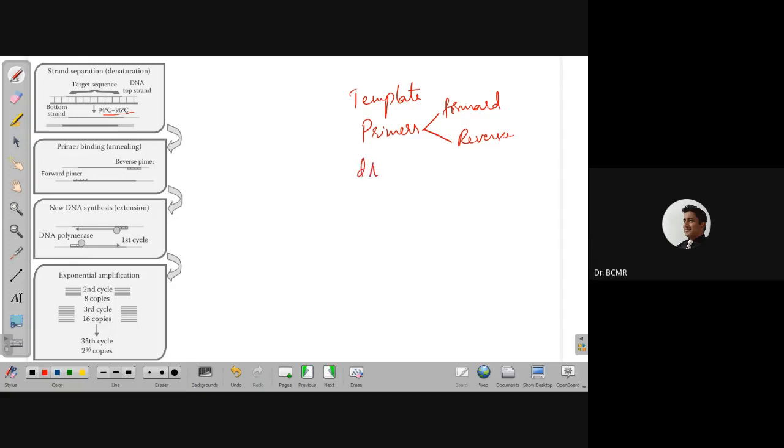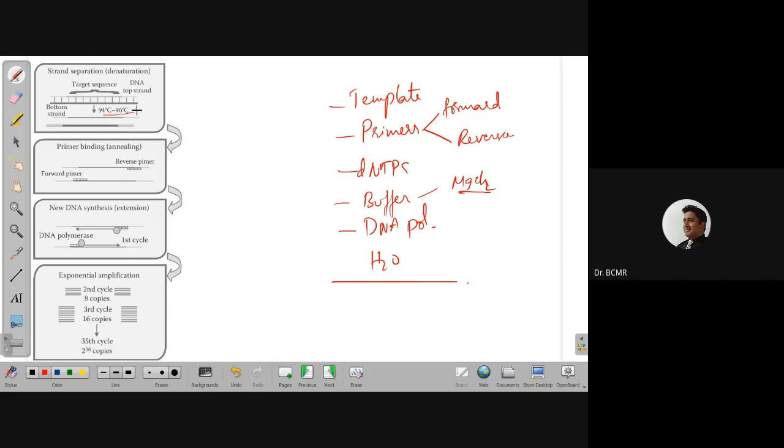Then you would also need dNTPs, and you will need a buffer in which the DNA polymerase acts properly, and you will make it up with water. Anything else missing? Template, primers, dNTPs, buffer, and DNA polymerase. Sometimes we will need MgCl2, magnesium ions, for the functioning of DNA polymerase. Previously they used to add it separately. Now in many cases it is already incorporated within the buffer, so you don't need to add it additionally.